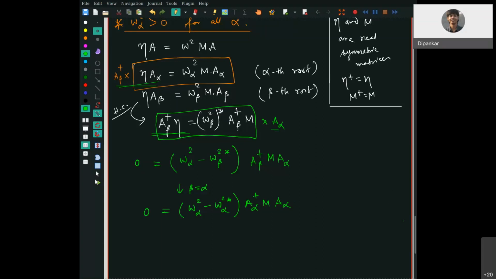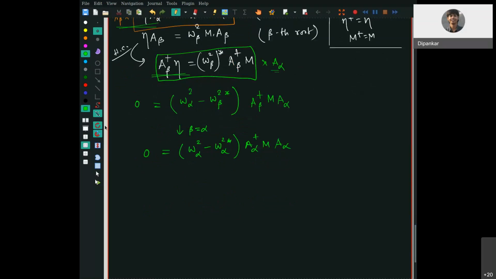So now there are two pieces. First of all, if we could equate this to 0, then I would readily conclude that my omega alpha squared is real. But to do that, I have to first show that this is non-zero. Only then can I say that the thing multiplying A alpha dagger M A alpha is 0.